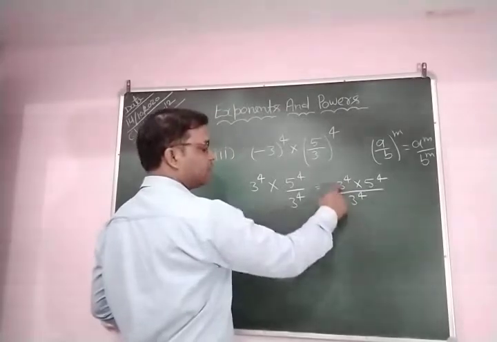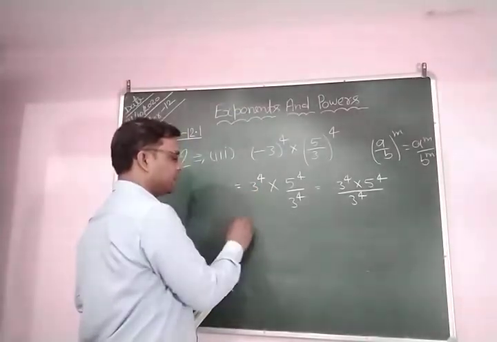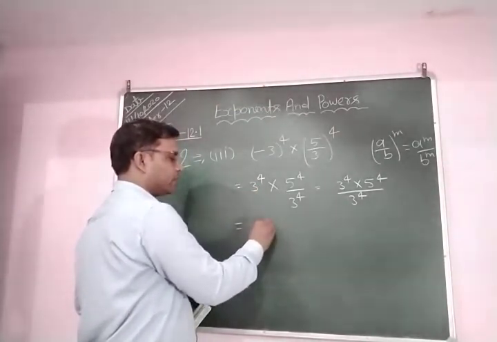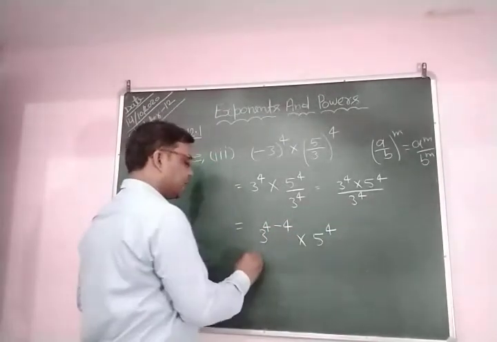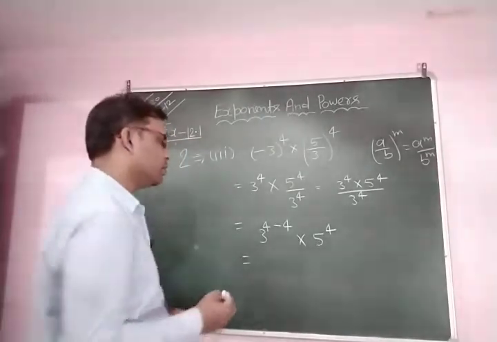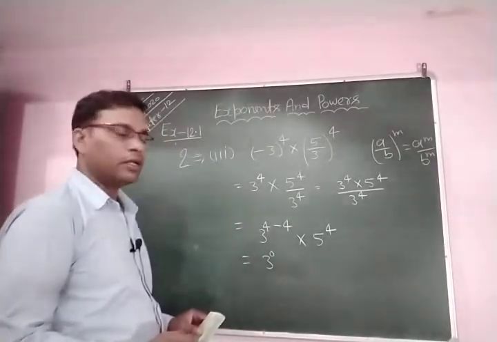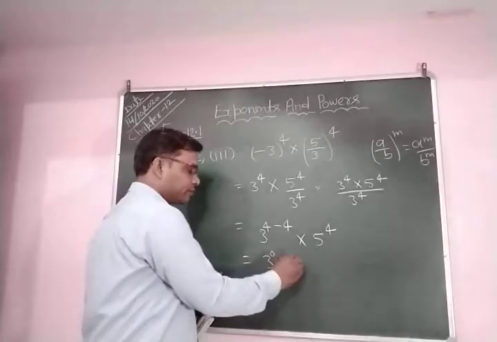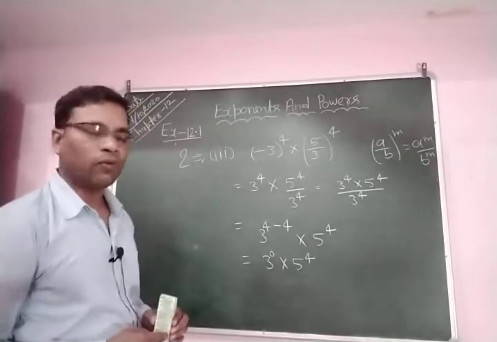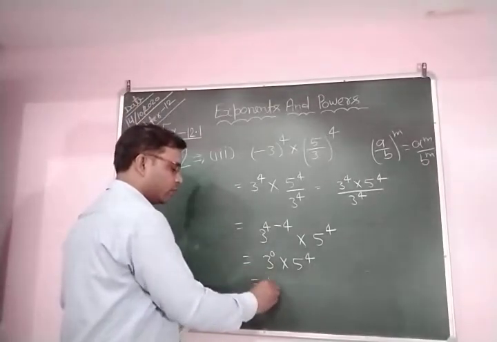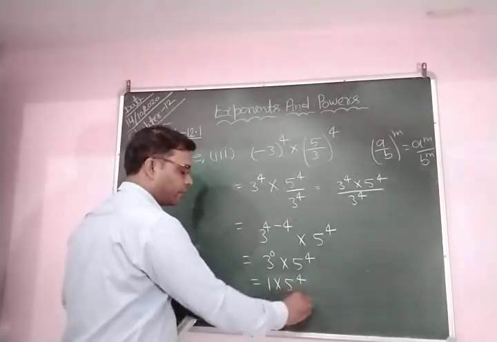You can see this is a case of division, so their powers will be subtracted. So you can write 3 power 4 minus 4 into 5 power 4. 3 power 4 minus 4 is equal to 0, so this is 3 power 0 into 5 power 4. If any power is 0, this is equal to 1. So 3 power 0 is equal to 1 into 5 power 4, which is equal to 5 power 4. Clear?